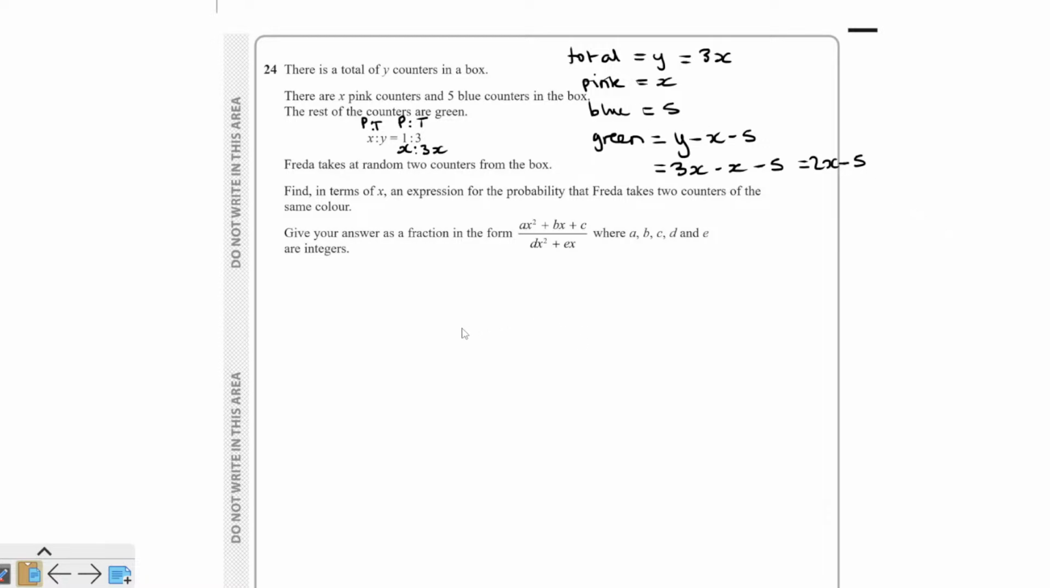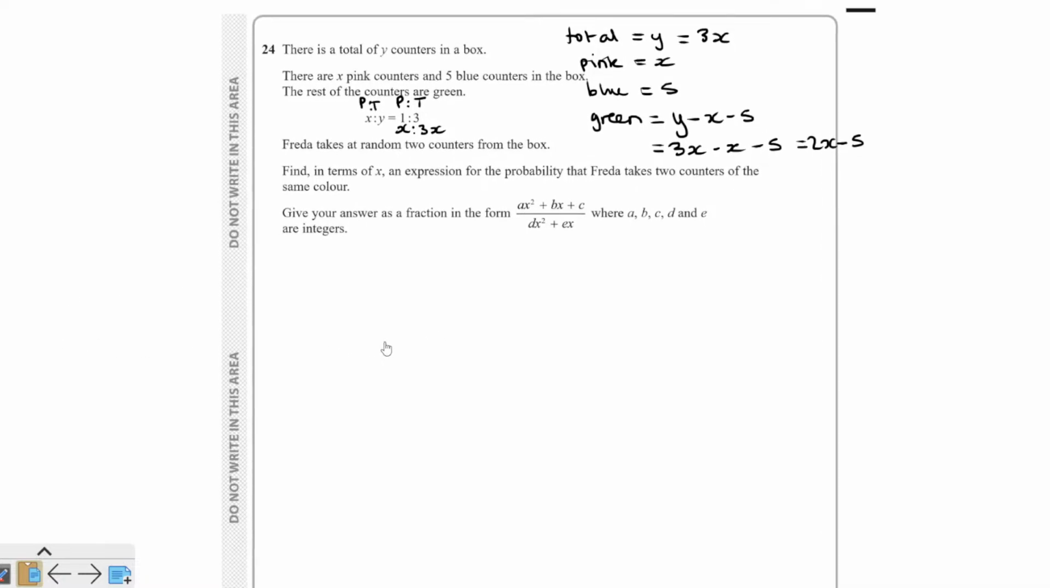Okay, now let's set up our tree. So we've got 3 colours, so we need 3 branches each time. So this is kind of going to be quite a big tree, I think. Move that up a tiny bit, hopefully you can still see that. So I need enough space. 3 branches, right? So this is her first counter, isn't it? First counter. Pink, how do I write that as a probability? Well, there's x pink counters out of 3x total counters. That's the probability, isn't it?